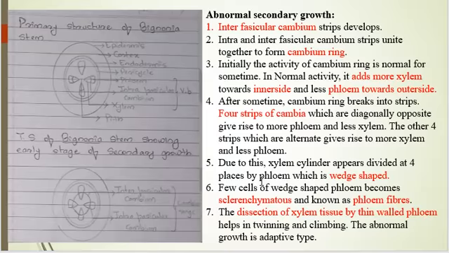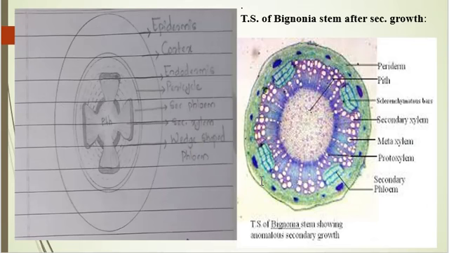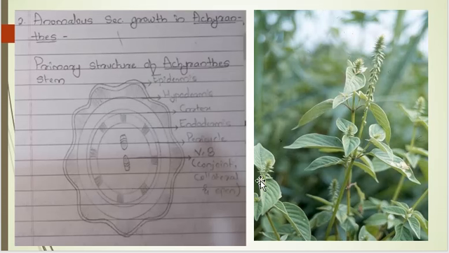Then the next example is Achyranthes. This is the plant of Achyranthes. These are small herbaceous plants. The primary structure of Achyranthes shows some wavy-like structure. Look in this stem. Some furrows and ridges are observed in this stem. That's why this is a wavy-like structure.